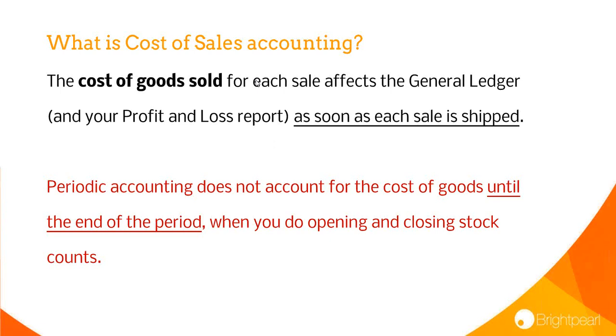Whereas the periodic accounting method doesn't actually factor this cost of sale until you've done a stock take at the end of the month or the end of the period. So whether you're doing an annual stock take or a monthly stock take, you don't know accurate profit between those two periods. That's the key difference between these two systems. I won't show you any periodic accounting today. I'll only show you cost of sales so you can see exactly how it works. We'll actually be doing some demos within a Brightpearl account as well.